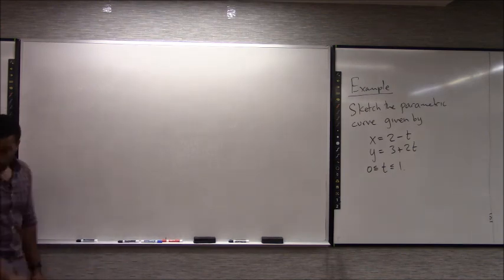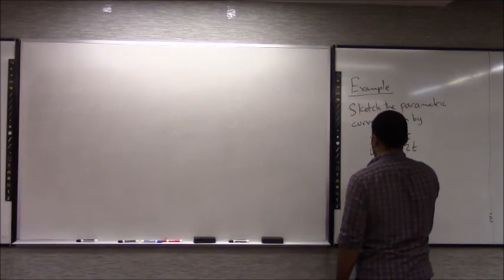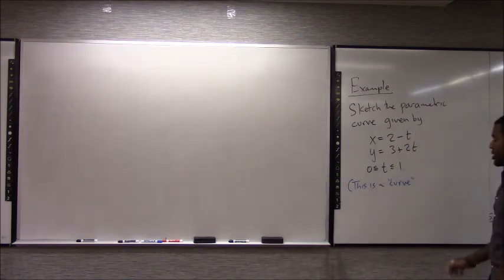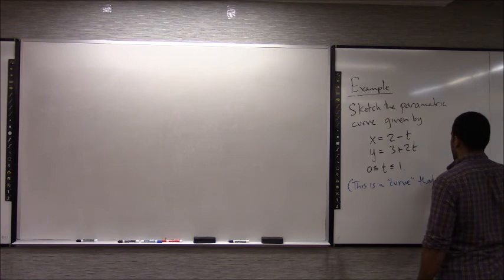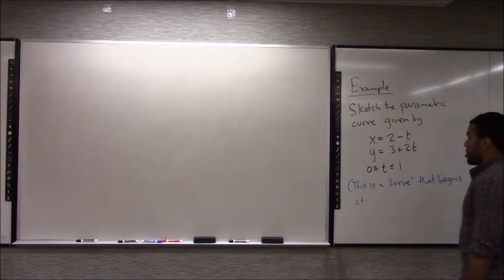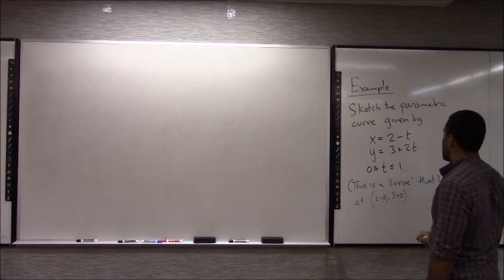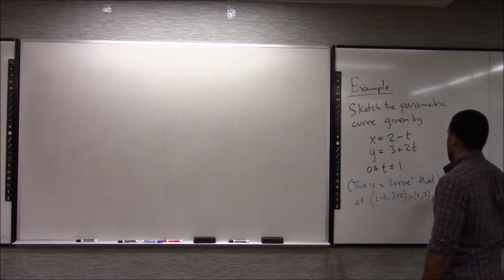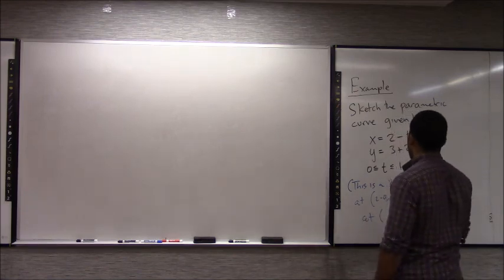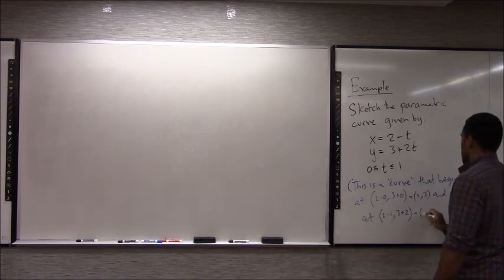So one thing I want you to note is this is a curve. We're going to see that it's in fact a straight line that begins at, when I plug in t equals 0, 2 minus 0, comma 3 plus 0. And ends at, when I plug in t equals 1, 2 minus 1, comma 3 plus 2, which equals 1, comma 5.